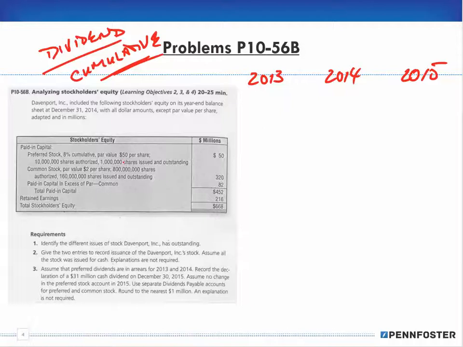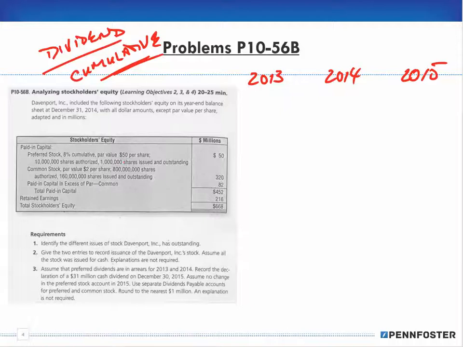Same principles, different application. The more of these you do, the more comfortable you become with the slight variations from the different ways dividends are presented. Okay. All right. So what are we looking at here?